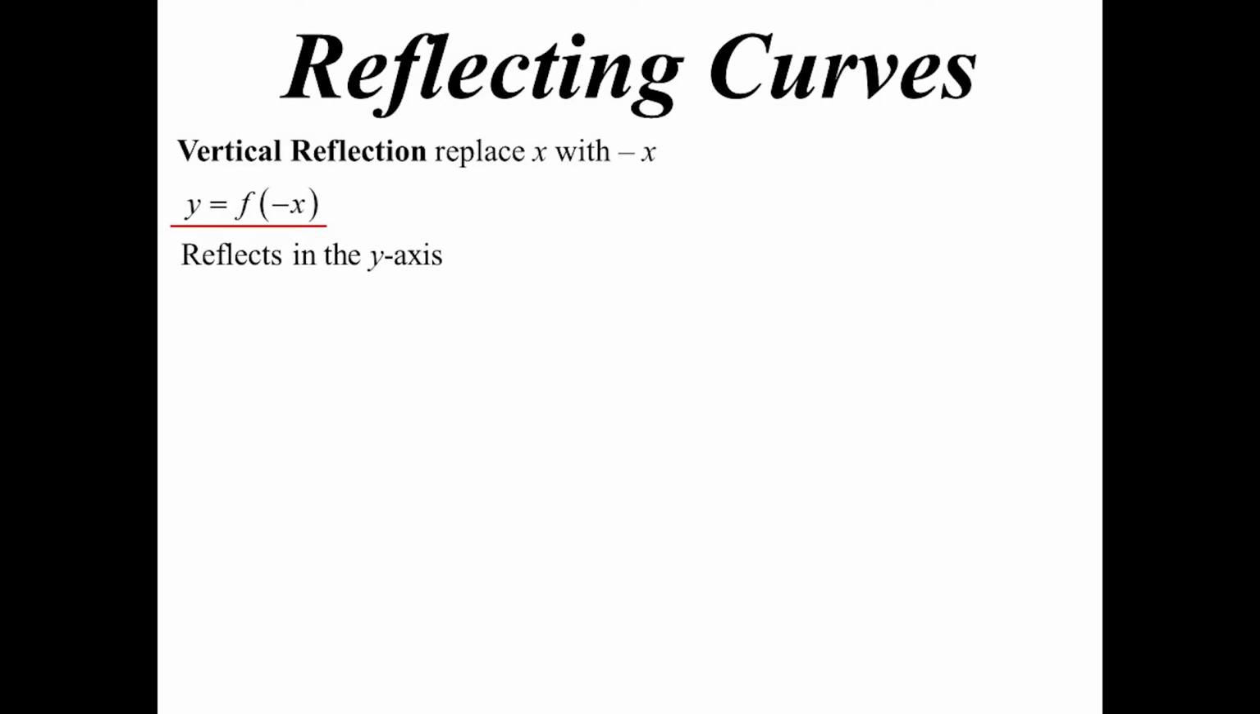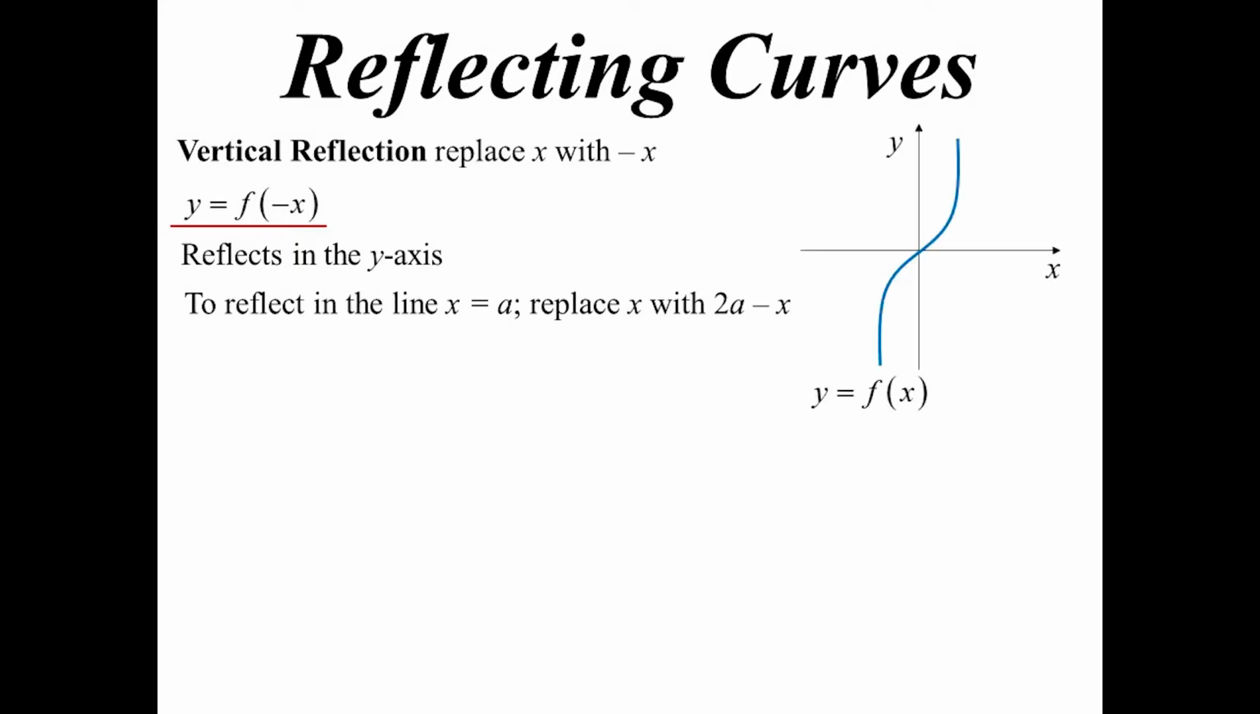So that flips vertically. If you want to reflect it in a different line, you can. If it was x equals a you were reflecting it in, then you replace x with 2a minus x. Let me show you. There's y equals function x. Function negative x, there it is, the red one, reflected in the y-axis.